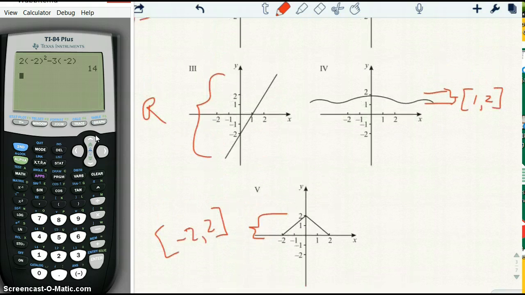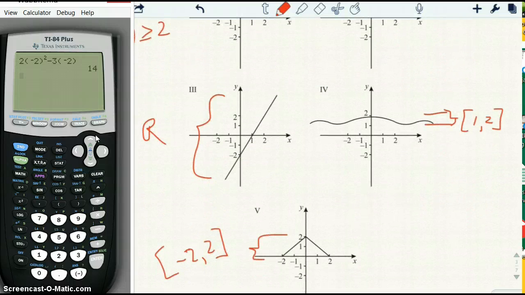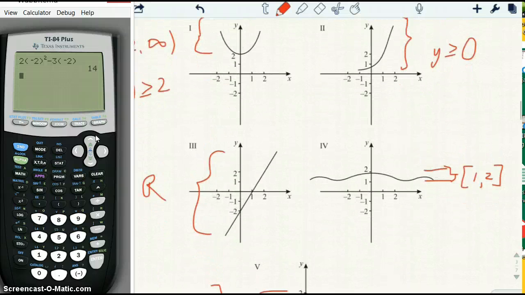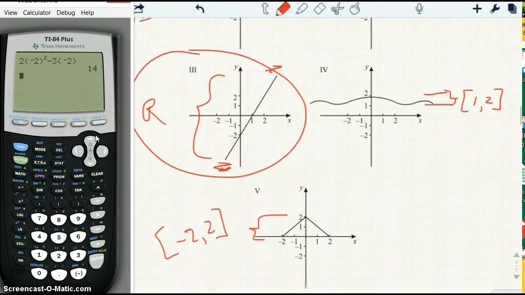Do any of these correspond to all real numbers? Well, you can tell that most of these do not range from negative infinity to infinity. The only one that ranges from negative infinity to infinity is this one. So that would be number 3, right? It ranges from negative infinity, it goes on forever, to positive infinity. So that would be real numbers.